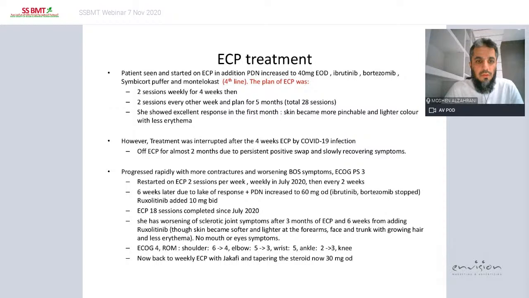Though skin became softer and lighter at the forearms, face, and trunk, with growing hair and less erythema, and no mouth or eye symptoms, so there was some improvement in the other systems, the sclerotic features did not improve significantly with this combination. Her performance is still poor, reaching 4. Range of movement: shoulder 6, elbow from 5 to 3, wrist 5, ankle 2 to 3, and knee. Now back to weekly ECP with Jakafi and tapering the steroid, now 30 milligrams daily. So we are doing more intensive ECP sessions plus Jakafi, plus we start to taper steroid. We thought she's steroid refractory.